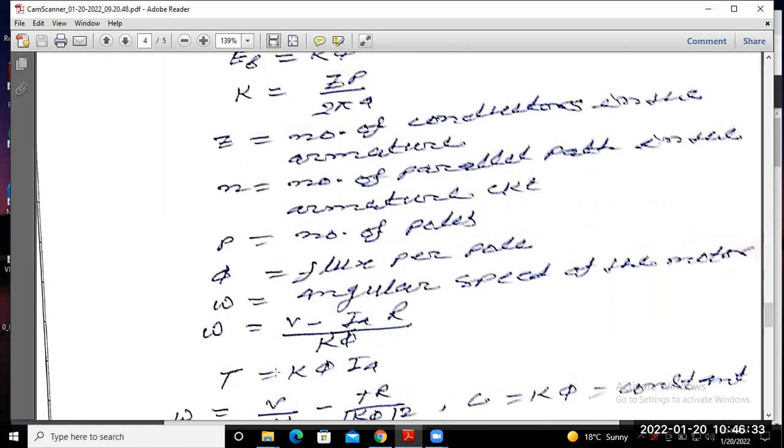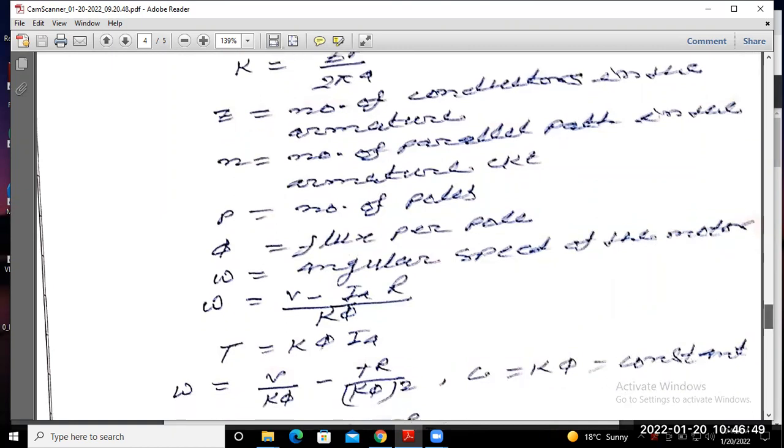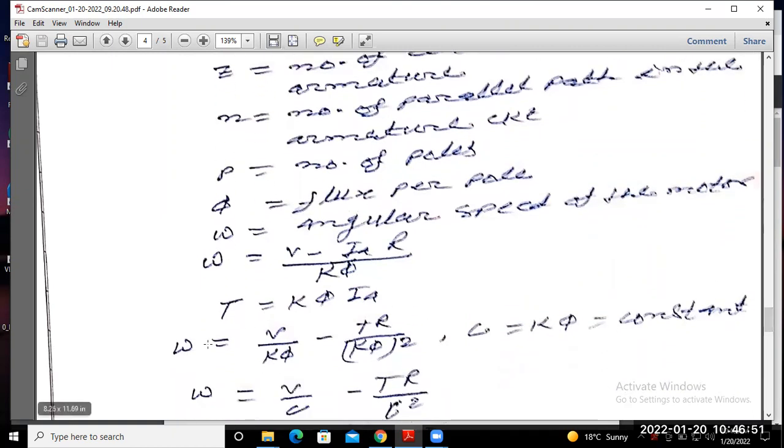If we find the Ia value in terms of torque, we can write Ia equal to T by K phi. So we put the value of Ia in this equation and simplify. Then we can obtain the value of speed in terms of torque. That is V by K phi minus, putting Ia equal to T by K phi, that means T by K phi into K phi already in the denominator. So the denominator part becomes K phi whole square and the numerator part is TR.